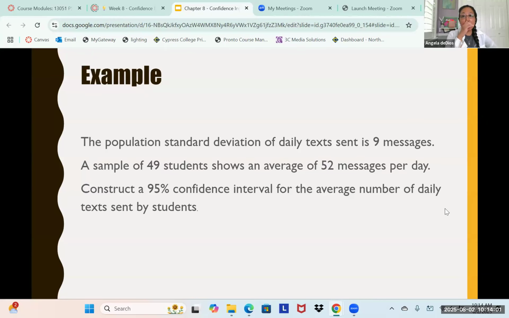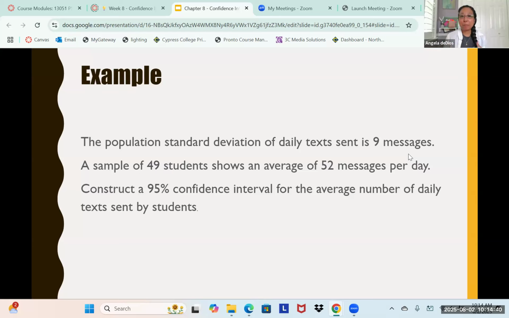All right, so let's take a look at an example. Let's say that we're looking at the number of texts people send per day. And we know that not everybody sends the same amount of texts, and that there is a sense of variability in the number of texts people send. And variability is how spread the scores are. And so one way that we have to look at how spread the scores are is standard deviation. And so the standard deviation is 9 text messages. So on average, people can vary by 9 text messages from the mean.